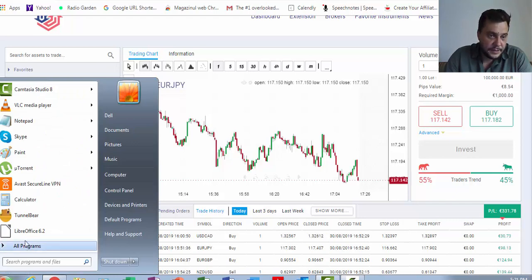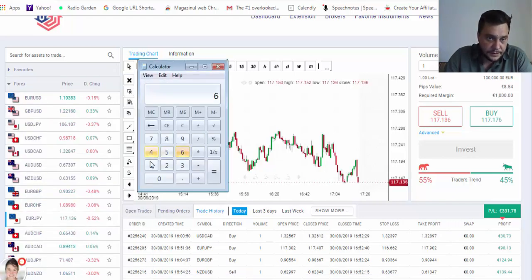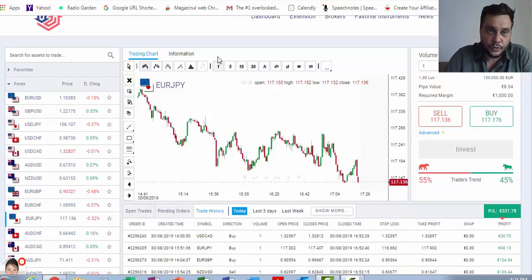If you want to calculate how many pips in part, let's have a look. Where is the calculator? 612 minus 567. Yeah. So here we have 45 pips gained at US dollar, Canadian dollar. The second one, 407 minus 302, it's 105 pips on euro JPY, and so on. You can calculate if you want to.